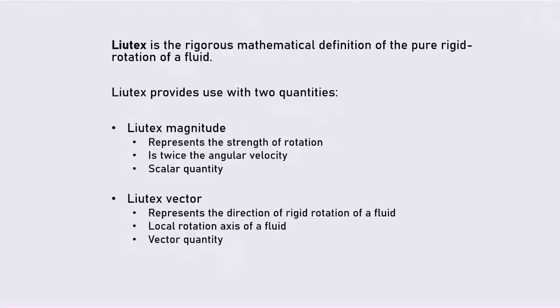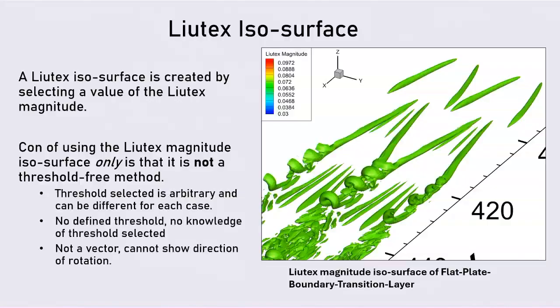So we all know Liutex is the rigorous mathematical definition of the pure rigid rotation of a fluid. Liutex provides us with two quantities: Liutex magnitude, which represents the strength of rotation. It is twice the angular velocity, but is also a scalar quantity. The Liutex vector represents the direction of rigid rotation of a fluid. It is also the local rotation axis of a fluid. And it is a vector quantity, which has a lot of benefits.